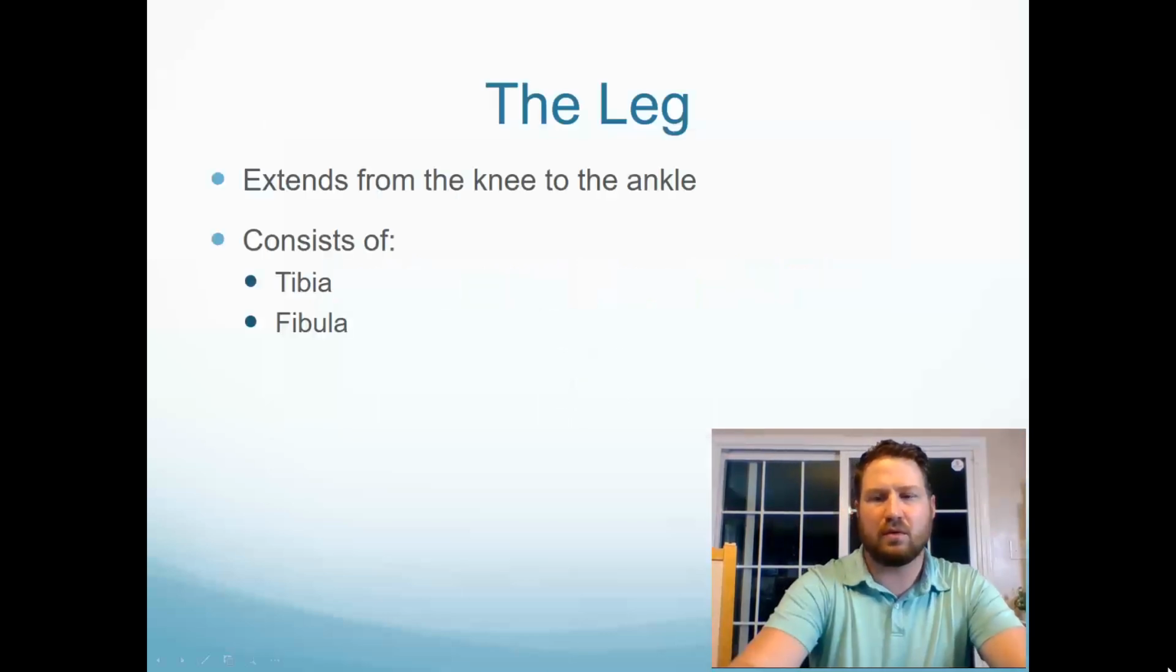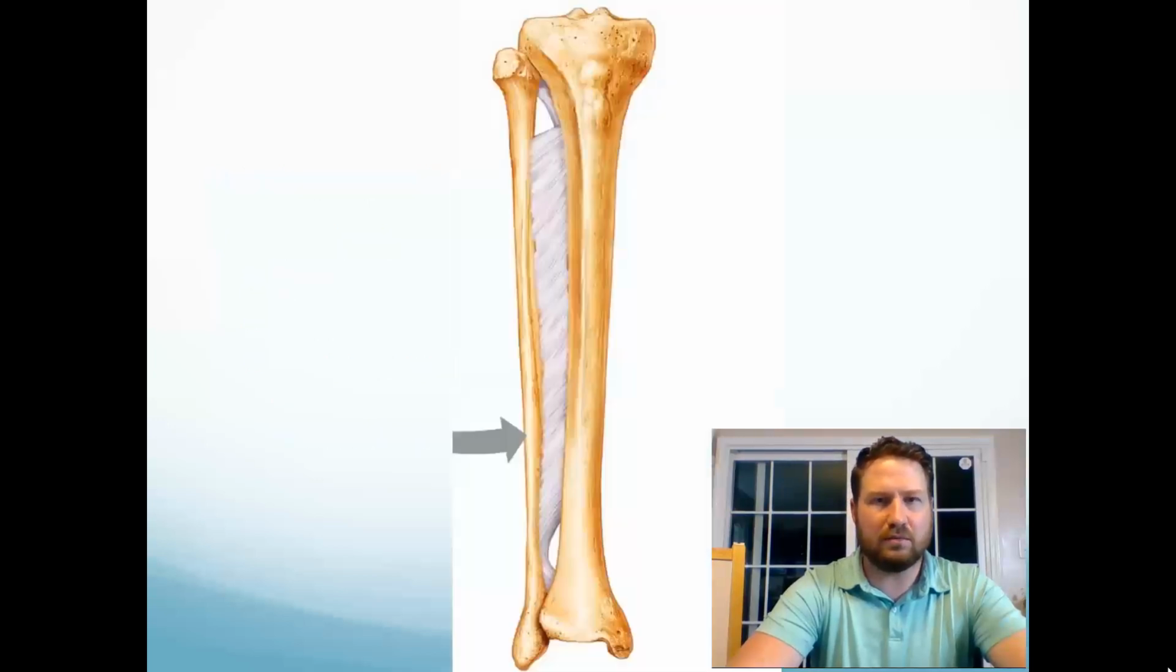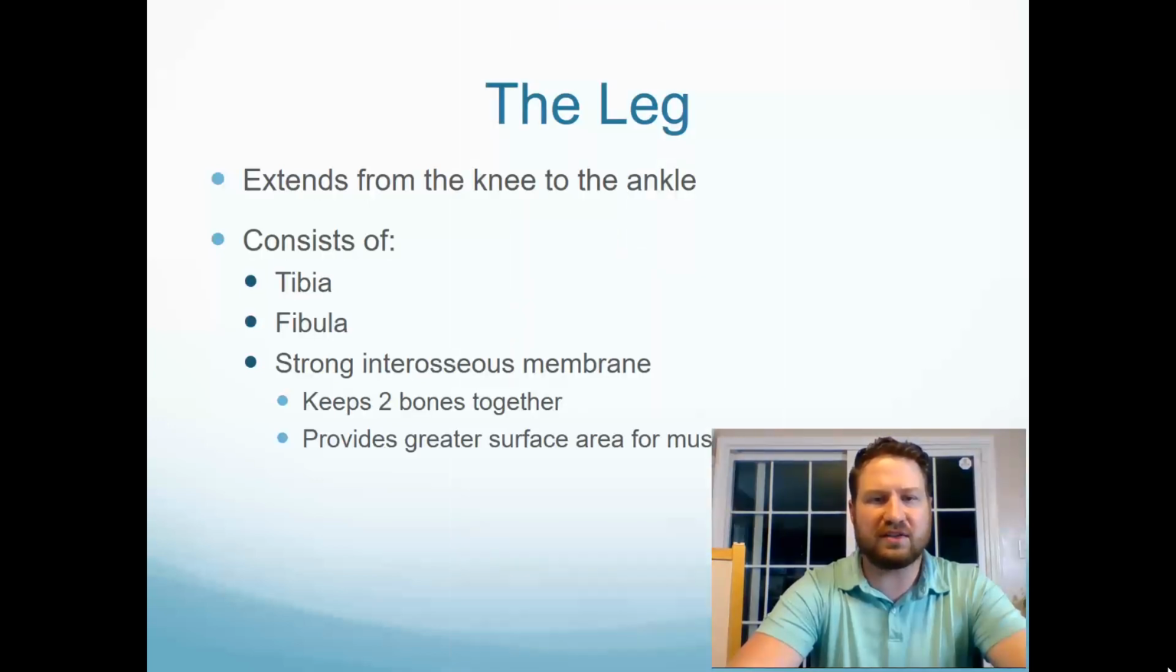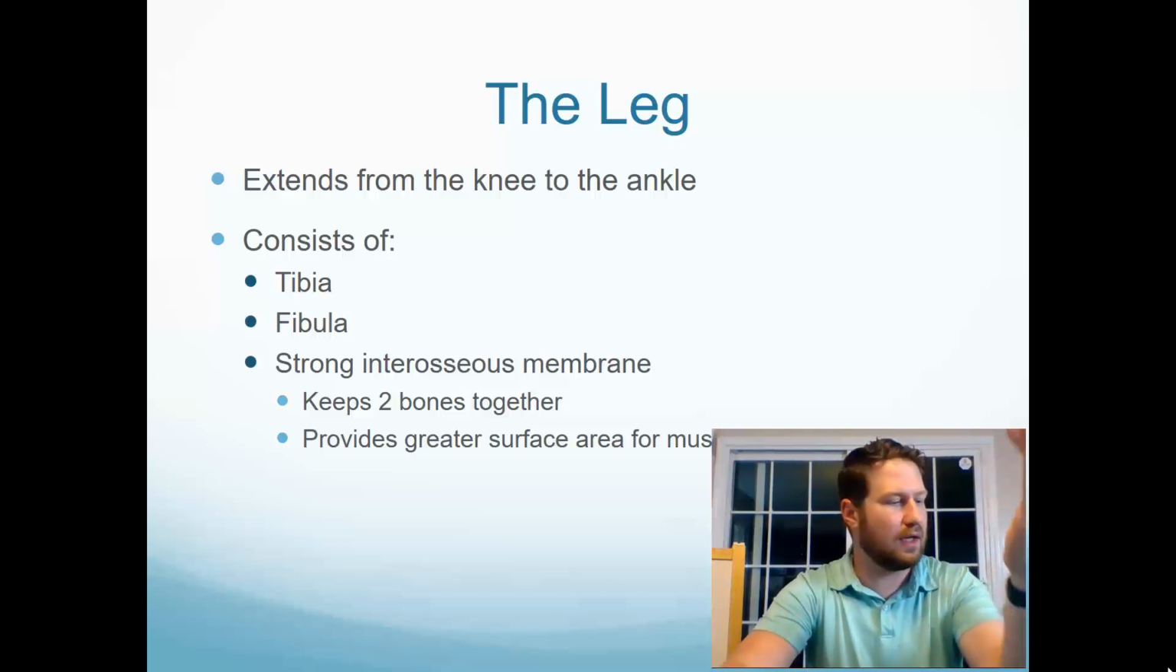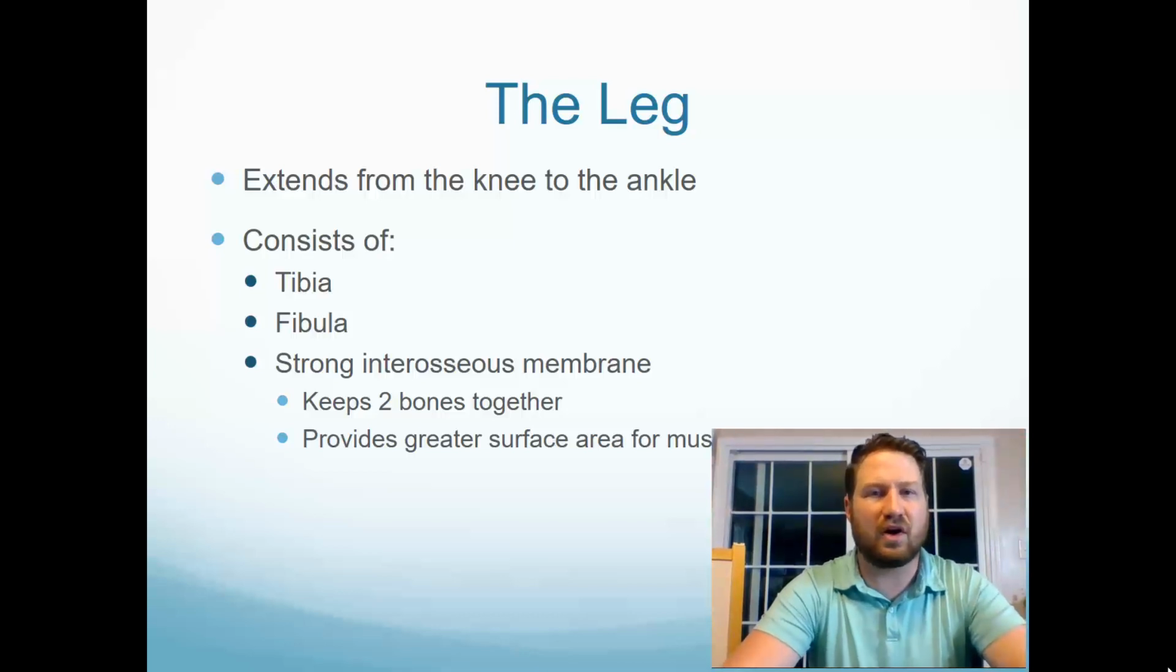Okay. So the leg extends from the knee to the ankle, right? That consists of the tibia, the fibula, and a strong interosseous membrane. So where's the other place that we have an interosseous membrane? Hopefully you are thinking in between the radius and the ulna. So it's not all that different from the lower arm. That interosseous membrane keeps the two bones together, and it also provides greater surface area for muscle attachment.